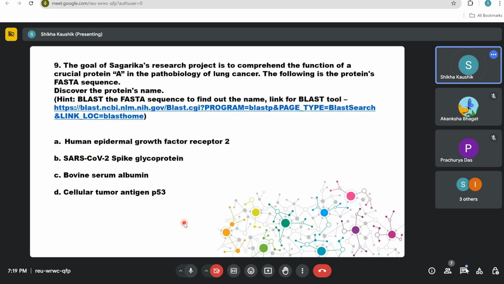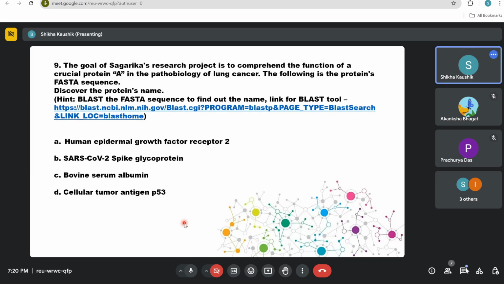Lysine is the answer. Next question, you basically have to run a BLAST of the FASTA sequence. It's a very simple question, not that difficult. The goal of Sarika's research project is to comprehend the function of a crucial protein A in the biology of lung cancer. The following is the protein sequence she got from her research. Now she wants to discover the name of the protein.